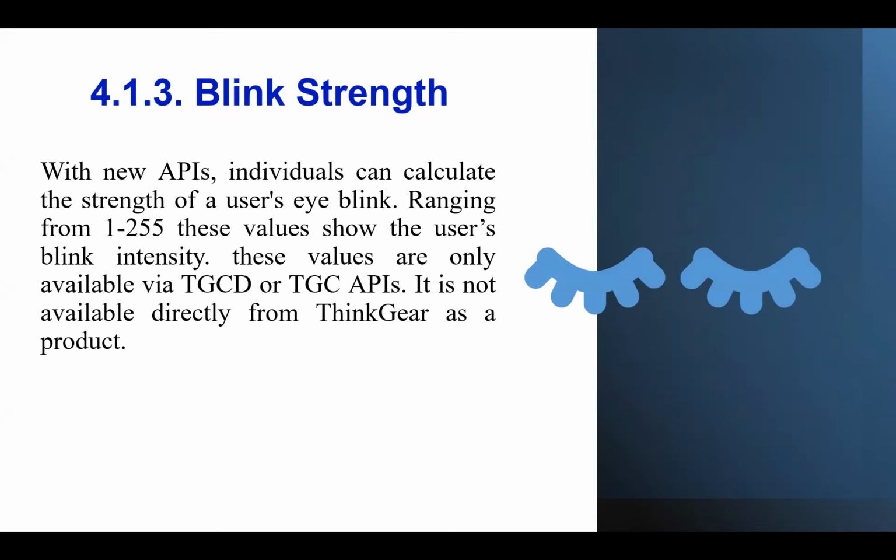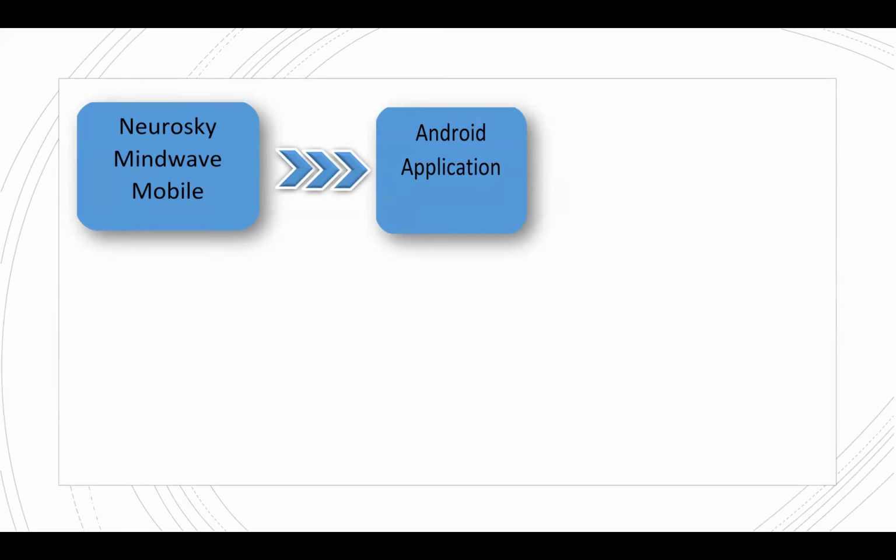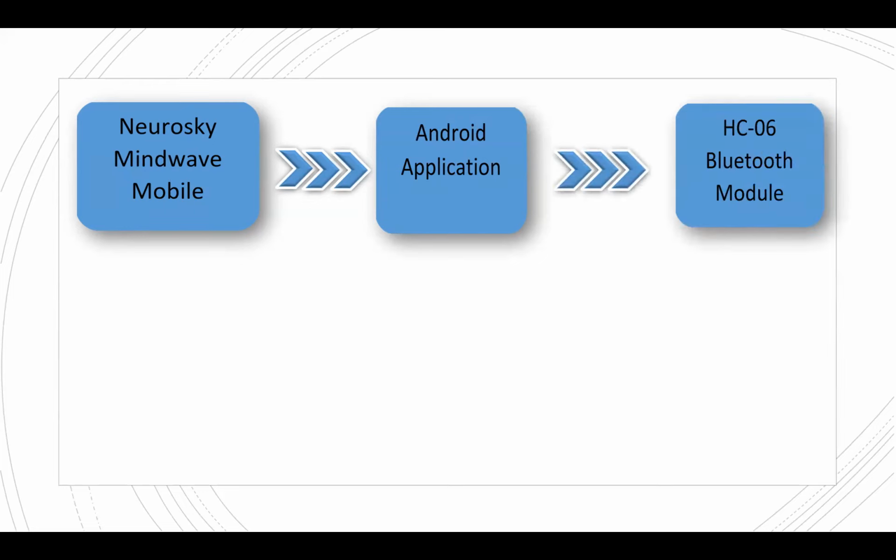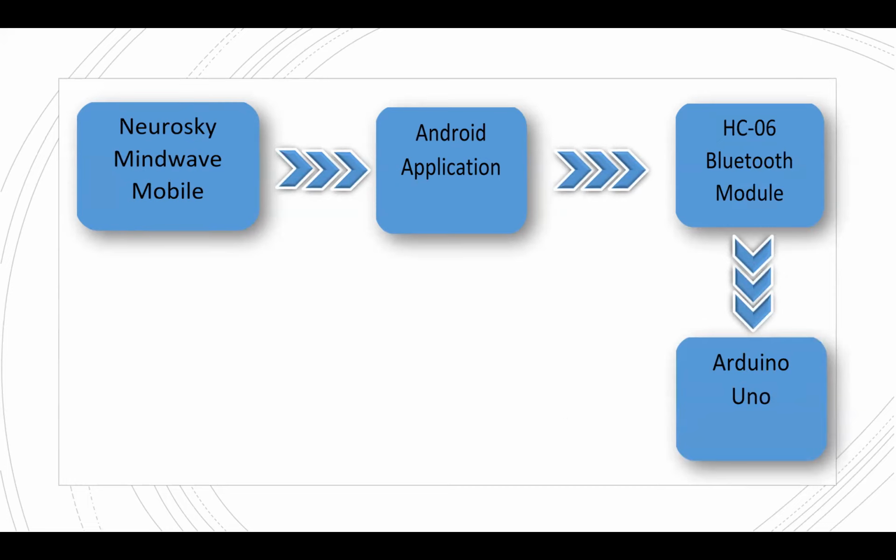System design. In the system design, we use 6 devices. The first device, NeuroSky MindWave, takes the signal from the user and sends it to the Android application. The Android application shows the user the value of the blink strength and the attention, and sends this signal to the HC06 Bluetooth module. This device is responsible for taking this signal from the Android application and sending it to the Arduino Uno.